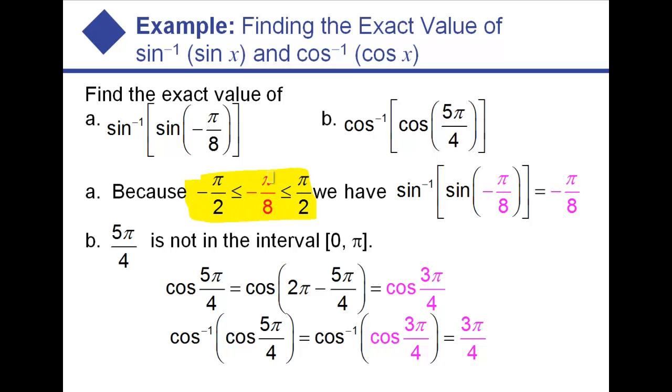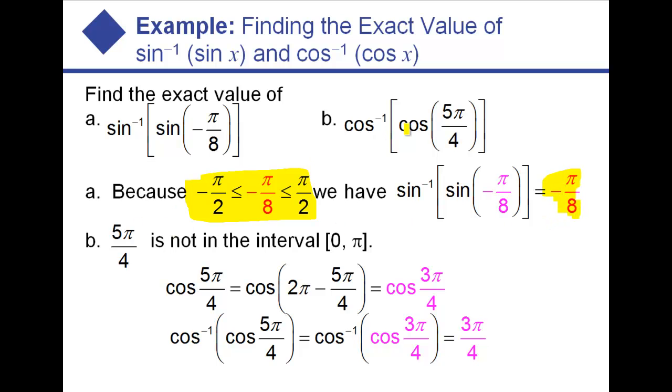In order to make it a one-to-one function, we had to restrict sine to this domain, negative pi over 2 to pi over 2. If you don't remember, it's back on the earlier slides. Because what we're looking for is in that restricted area, we're fine, because we can take the sine of it, get an answer, and then the inverse sine gets us right back to that number.